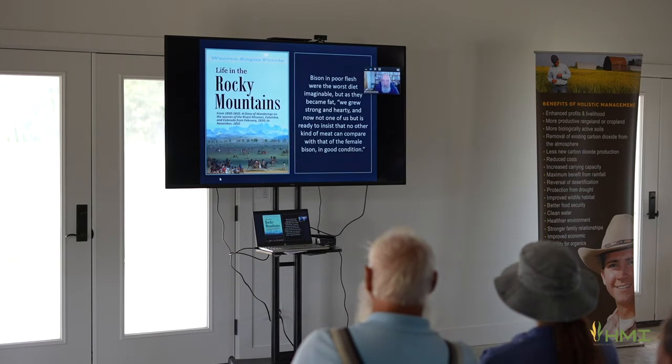From a meat standpoint, I find this fascinating. Warren Angus Ferris wrote in his diary, Life in the Rocky Mountains, from 1830 to 1835, talking about bison. As the bison became fat, eating really diverse diets, he said, we grew strong and healthy and hardy. And now not one of us is ready to insist that no other kind of meat can compare with female bison in good condition.